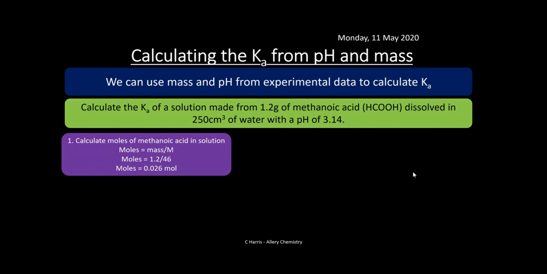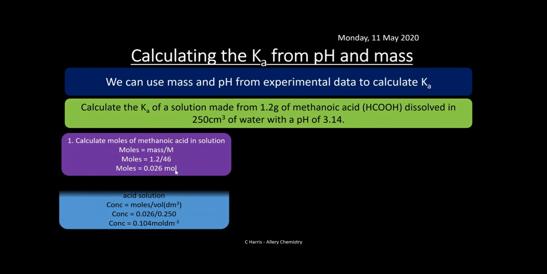The first thing we need to do is calculate the number of moles of methanoic acid in solution. So moles equals mass divided by Mr. Moles is 1.2 divided by 46, so 1.2 being the mass of methanoic acid, and 46 being the molecular mass of your methanoic acid. This gives the number of moles to be 0.026 moles.